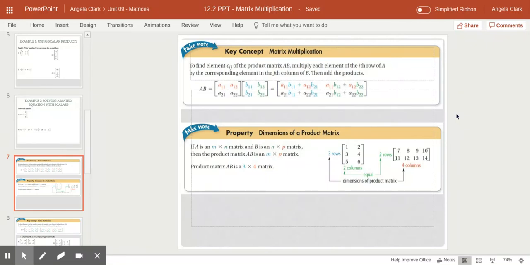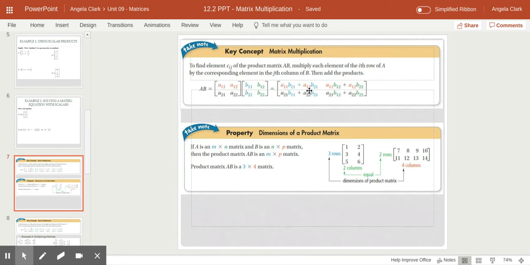This is matrix multiplication. So in the last video we talked about scalar multiplication with matrices, and here we're doing matrix multiplication, which means we're multiplying two matrices together. So looking at this first box, this shows basically the process of multiplying. So I'm going to walk through it.